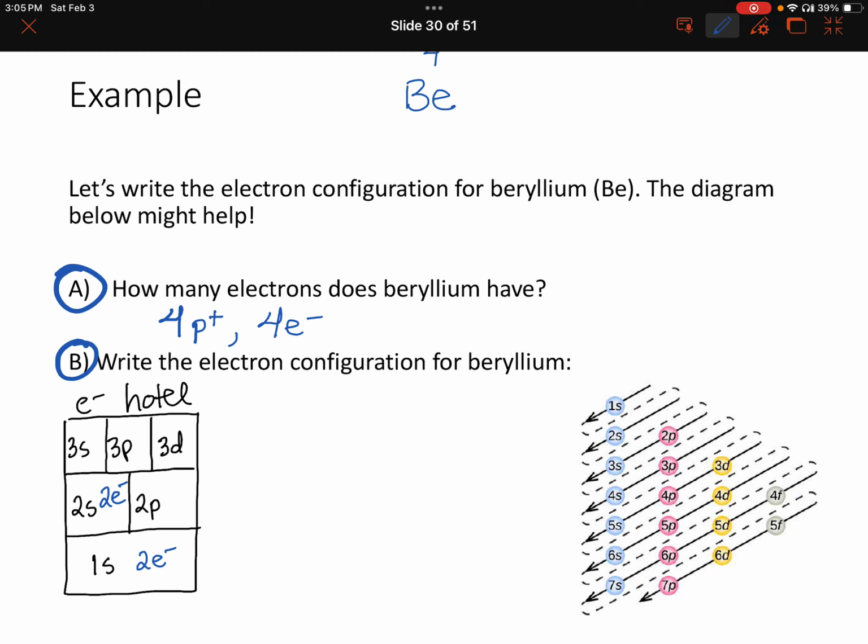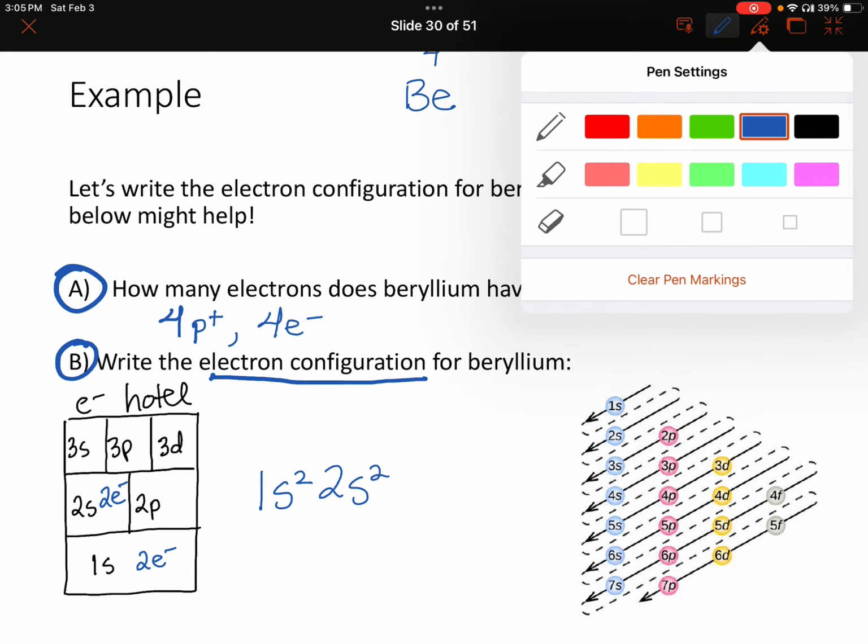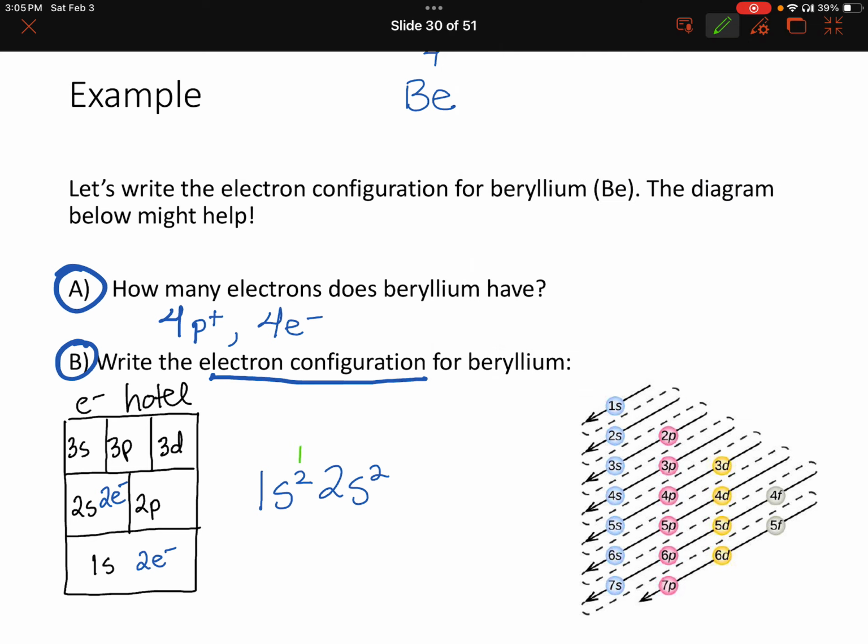We've got an electron configuration of 1s2, 2s2. Okay. And you can also double check if you've got the right number of electrons by adding the superscripts together. So that's 2 plus 2 equals 4. So we have all the correct electrons there.